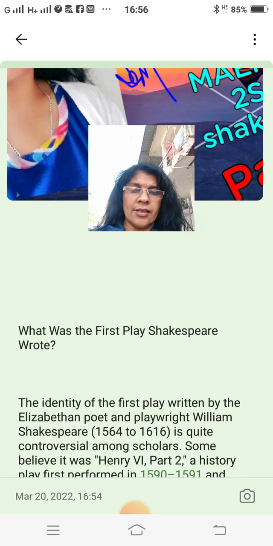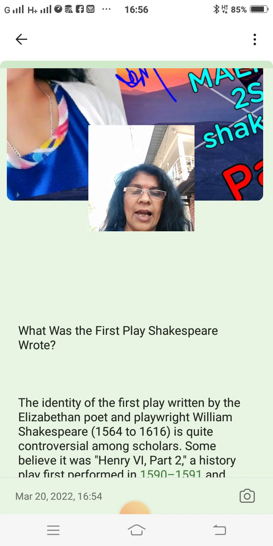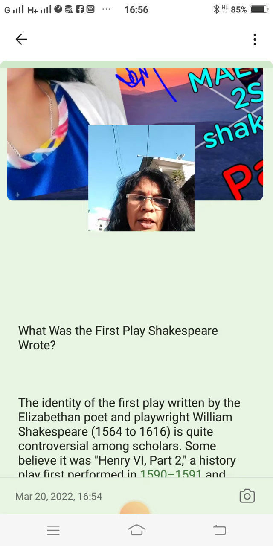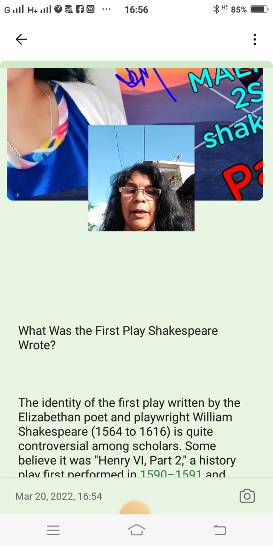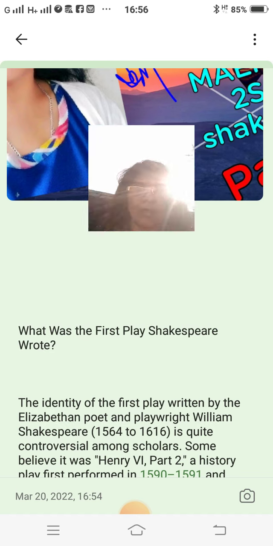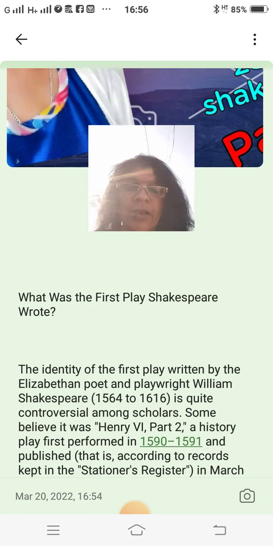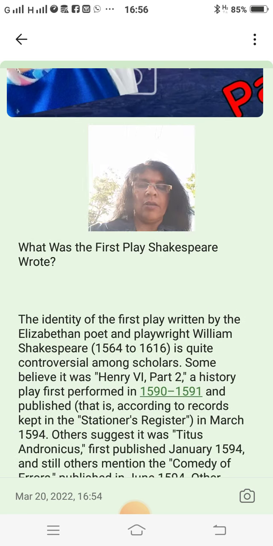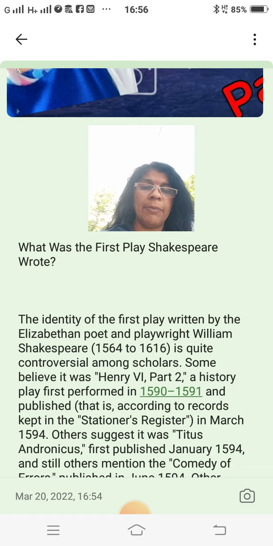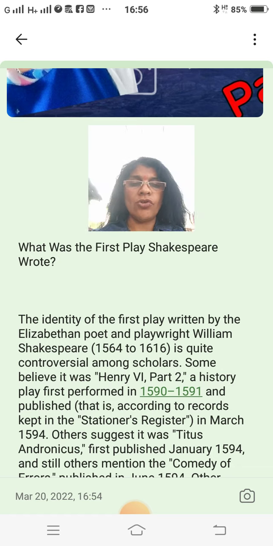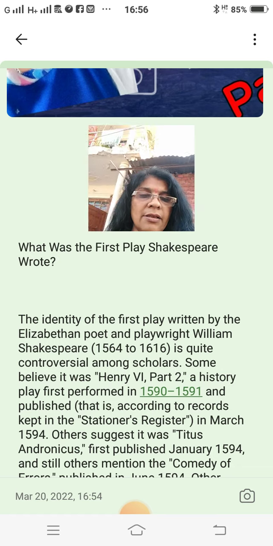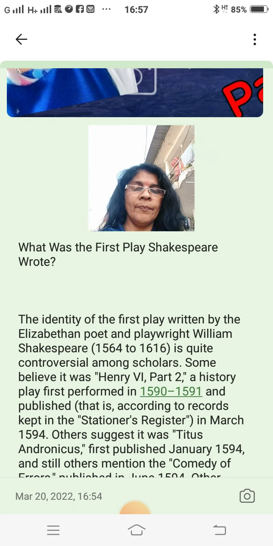Answer. The identity of the first play written by the Elizabethan poet and playwright William Shakespeare is quite controversial among scholars. Some believe it was Henry VI, Part 2, a history play, first performed in 1590-1591 and published, according to records kept in the Stationers' Register, in March 1594.